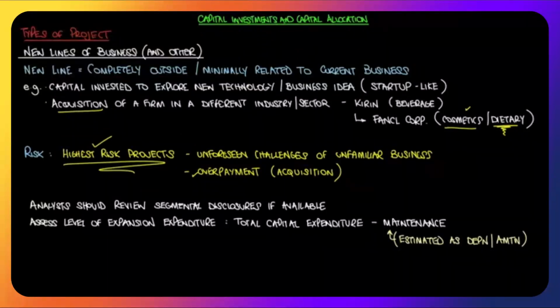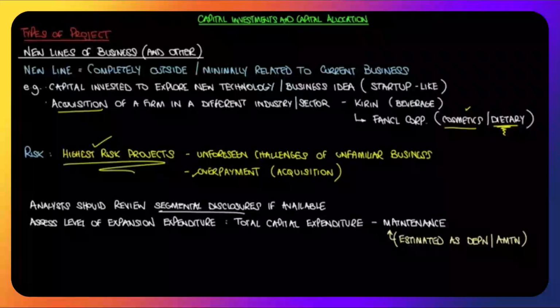Well, if you're separating out into new lines of business, there should be in the financial statements segmental disclosures, which will tell you what's going on. Quite a bit of information. You'll see this in FSA, quite a bit of information on profitability and assets in each of those different segments. And you can assess the level of expansion expenditure. We said this earlier on.